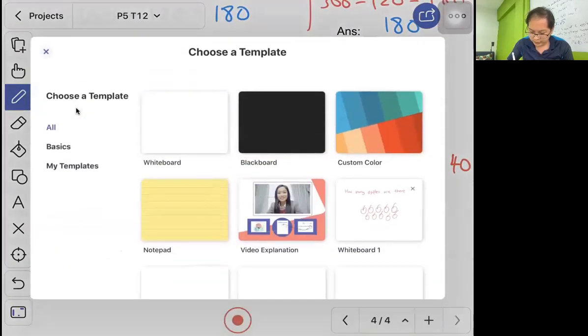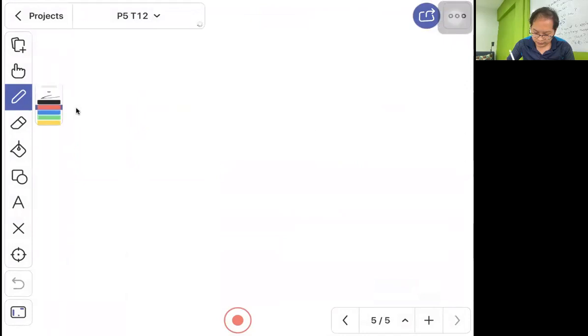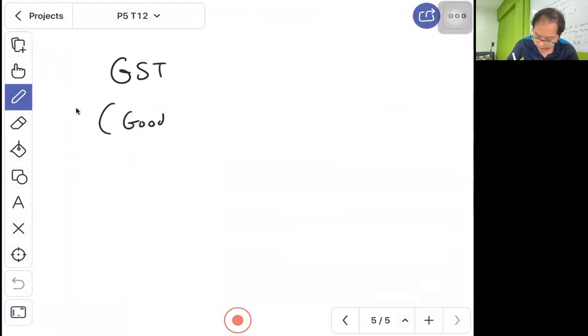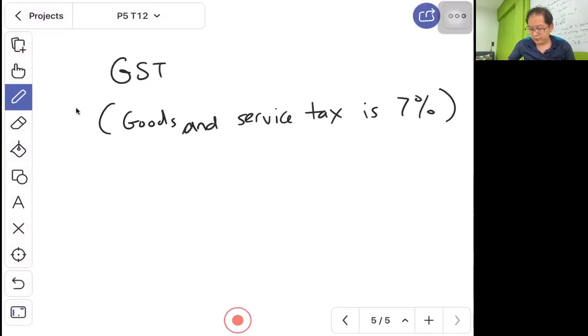Next. Okay, in Singapore, GST, goods and service tax in Singapore is 7%. So if you go outside, do take note of the receipt, whether there is any GST included. And normally it does.